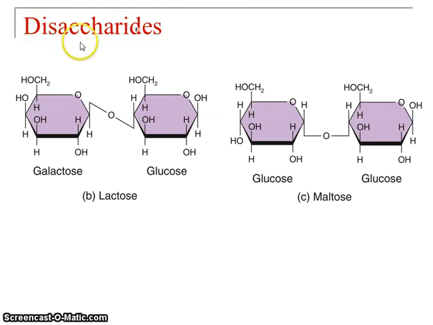Disaccharides, di means 2. These are sugars with 2 parts. So this first one we have is lactose. It's a really neat one. So what happens when we drink milk and we have lactose, what our body generally does is it breaks this bond. So we absorb both of these into our body.